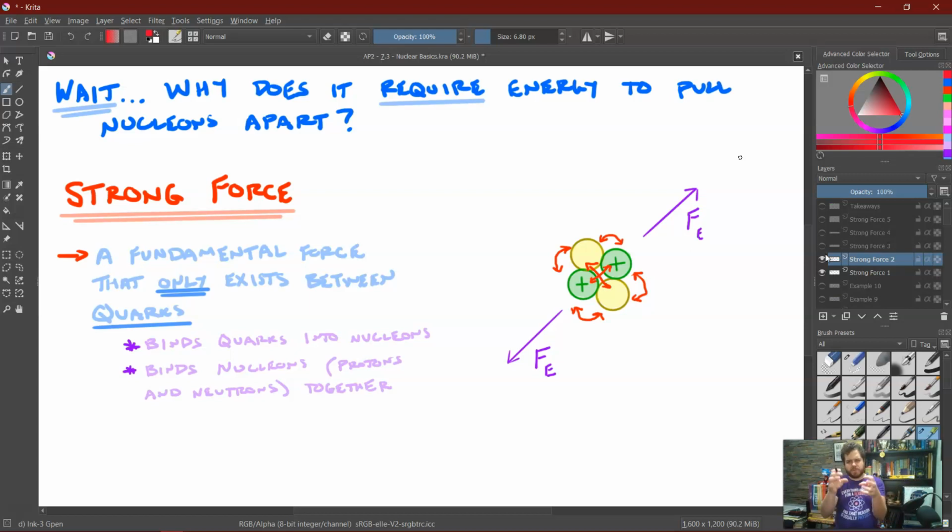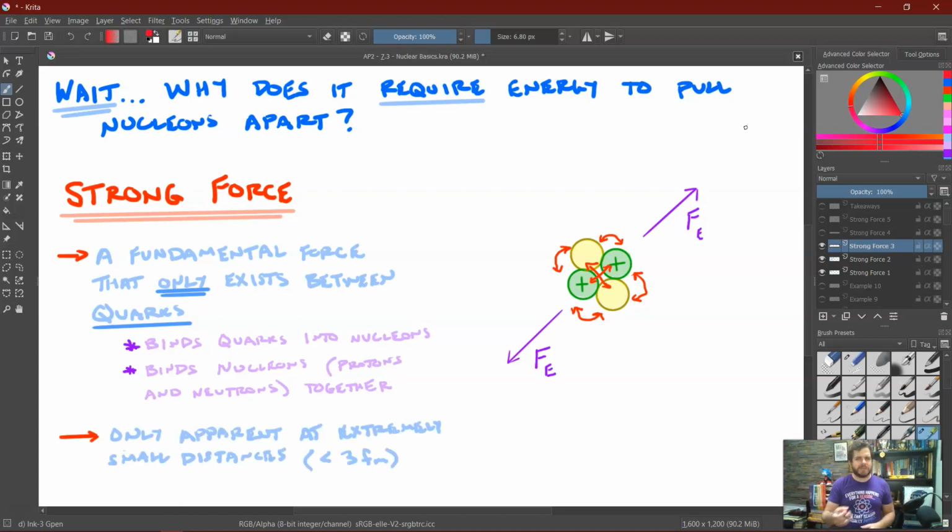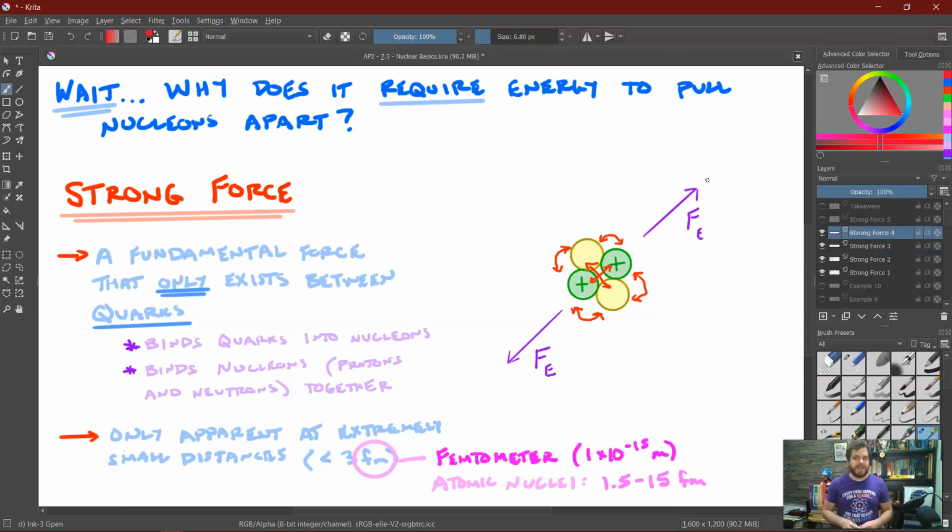So we know that the strong force is what's holding these together. Why isn't the strong force always dominating the electric force? Like if I separate these protons, why doesn't the strong force just pull them right back together? And that's because the strong force is actually only apparent at extremely small distances. Basically the maximum range is about 3 what are known as femtometers, fm, where a femtometer is 1 times 10 to the negative 15 meters. So the strong force only really exists between 2 particles if they are within 3 femtometers of each other.